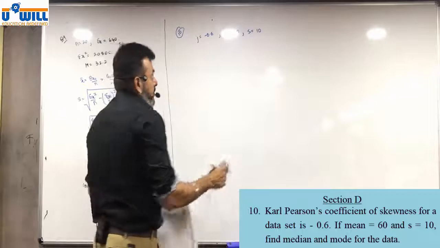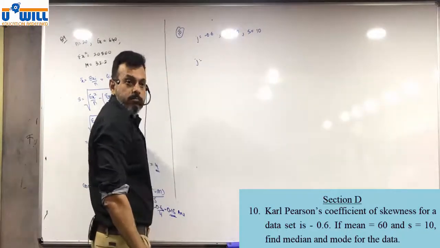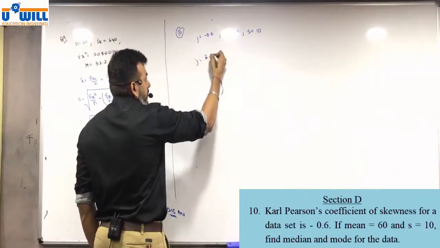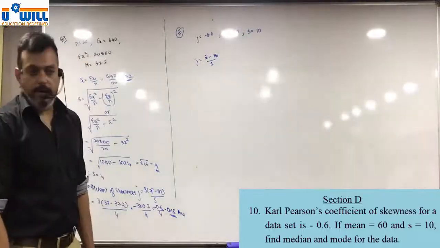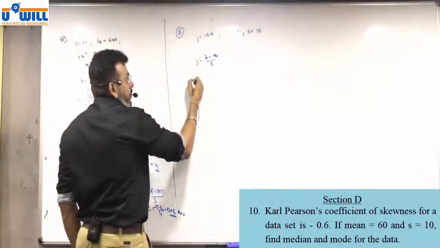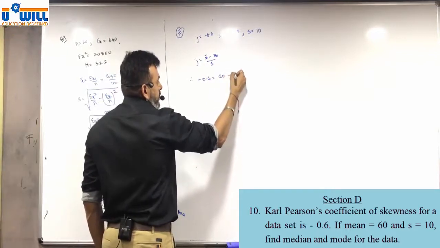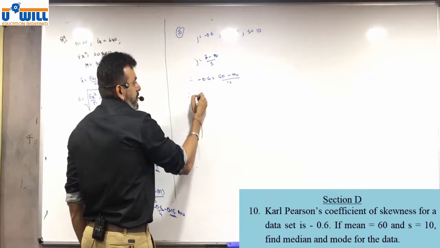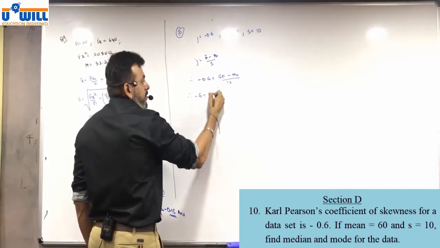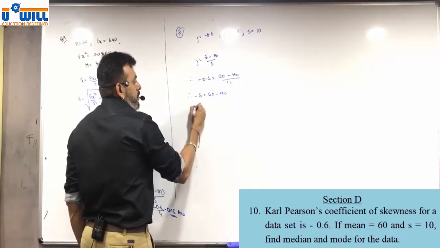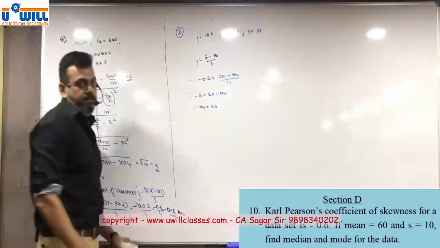Which formula we'll use? J is equal to x bar minus mode upon standard deviation. Now, therefore, minus 0.6 is equal to 60 minus mode upon 10. Minus 6, this 10 will get multiplied here, is equal to 60 minus mode. Therefore, mode is equal to 66.